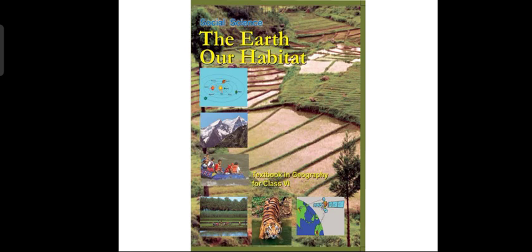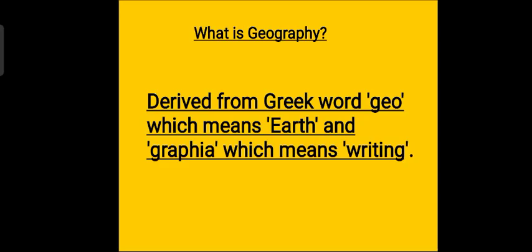So children, now I would like to tell you about what is geography. Geography is derived from the Greek words geo, which means the earth, and graphia, which means writing. So the term geography means writing about the earth. In geography, we will study about earth and its different features.